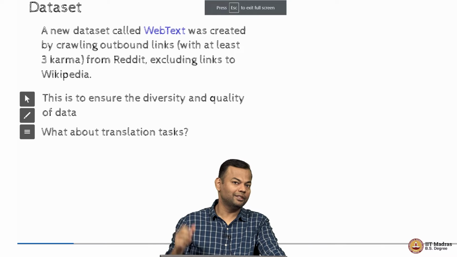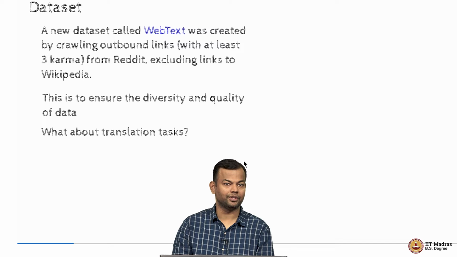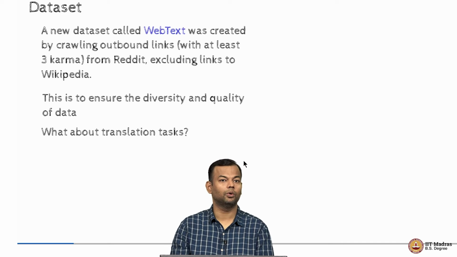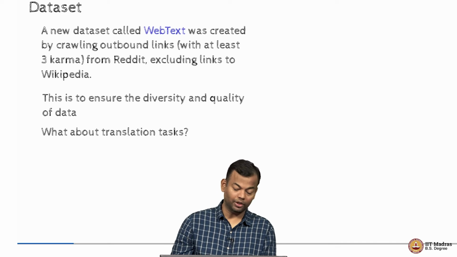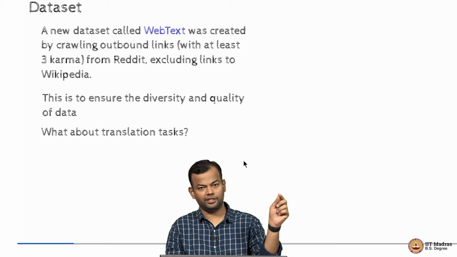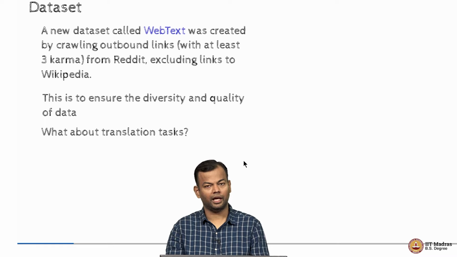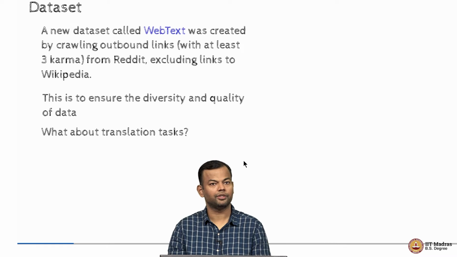So now what about translation tasks? Why am I asking this question? I keep saying the models learn a lot about language, but maybe one language. Now I want this model to do everything, including translation. I should be able to say, here's an input sentence. So I just start writing something in English and then give it a prompt or a task which says translate the above to French, right?